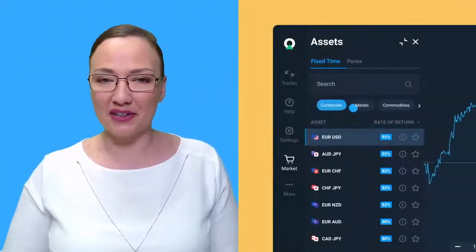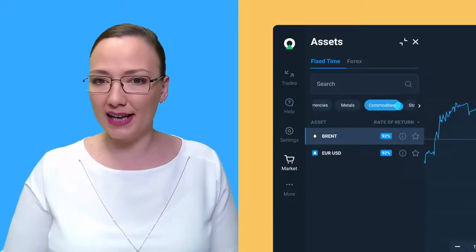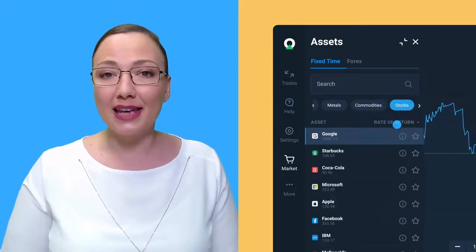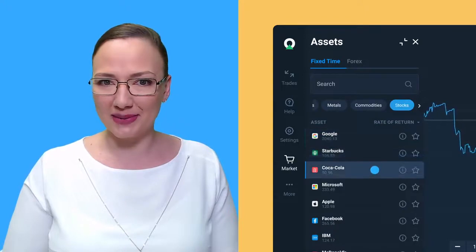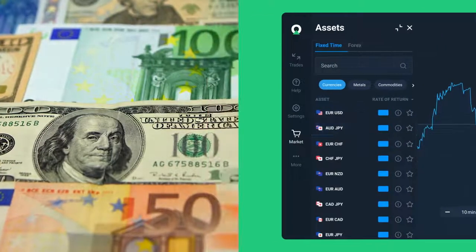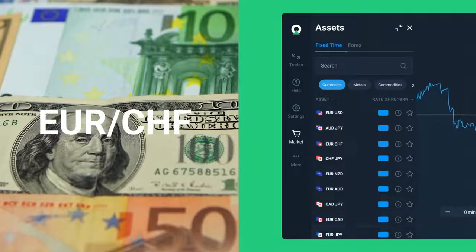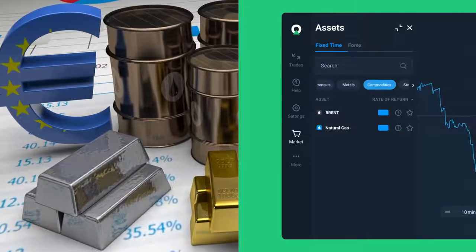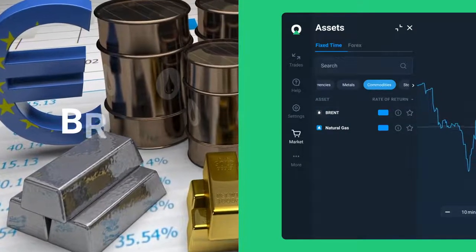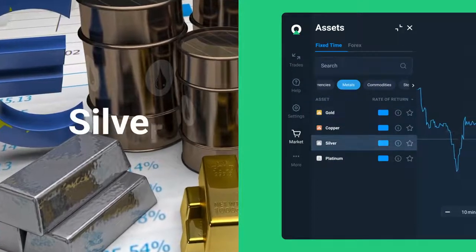First, let's talk about different assets. In the upper left corner is where you can find all the different assets or financial instruments that you can trade on the Olymp Trade platform. You can choose to trade different cross-currency pairs, which is a relation of how much one country's currency is worth compared to the other. There are different commodities. These are resources such as Brent oil, natural gas, and metals such as gold and silver.